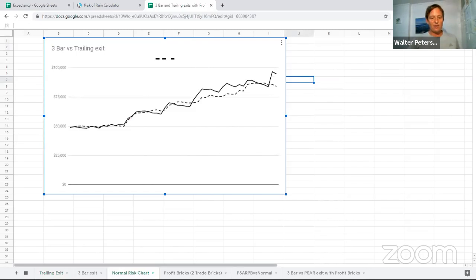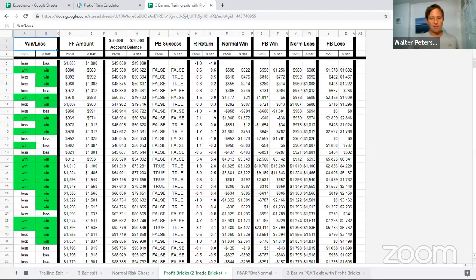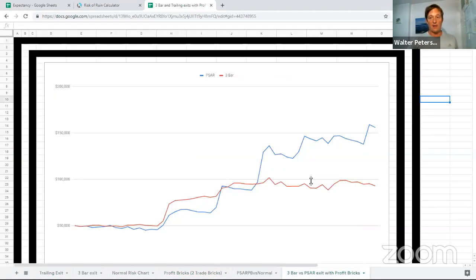So now what I want to do is share with you what it looks like when you start to apply aggressive risk management. Here again, these are the two curves that we talked about before. Remember, the red one is the 3-bar exit. This uses an aggressive risk algorithm called profit bricks, which we're going to talk all about, and we're going to use this in the small accounts, big profits course.